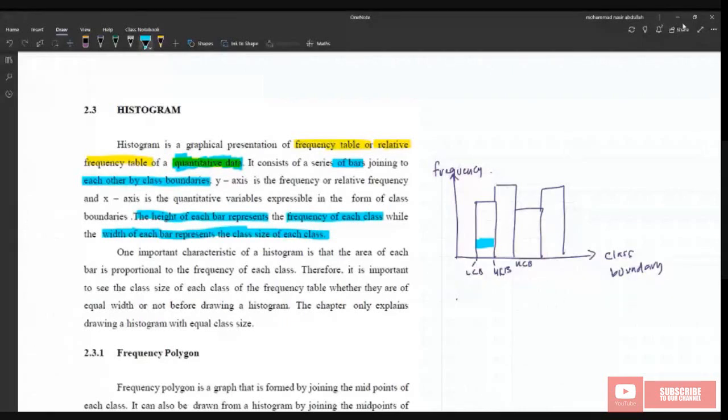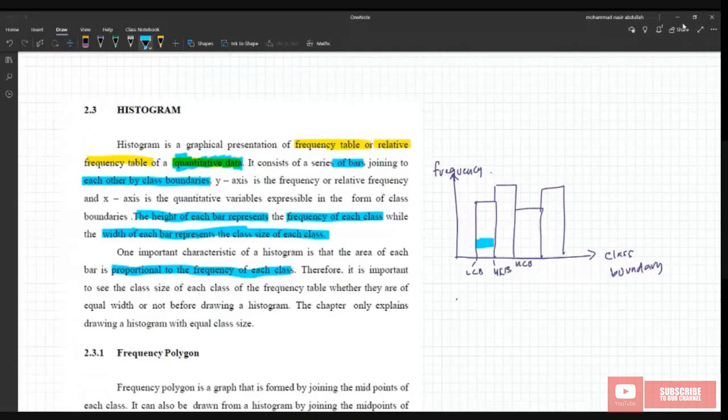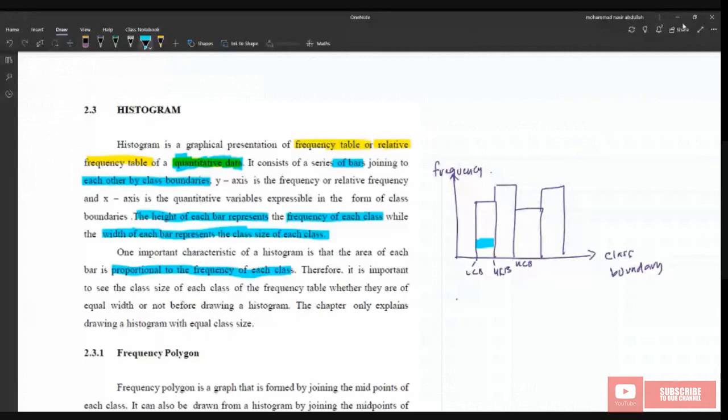So one important characteristic of histogram is the area of each bar is proportional to the frequency of each class. Therefore, it is important to see the class size of each class of the frequency table, whether they are equal width or not before drawing histogram. But we don't worry, in our subject, it should be all equal width. Means all the frequency tables have the same class size, right? So this is an example of histogram, right? This is histogram.